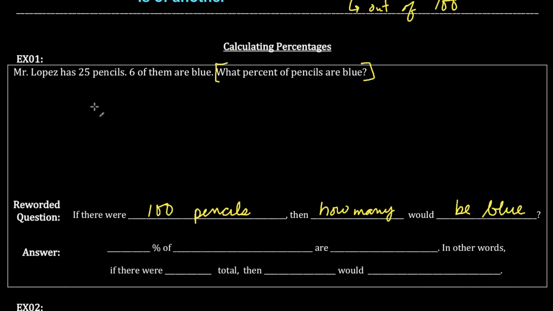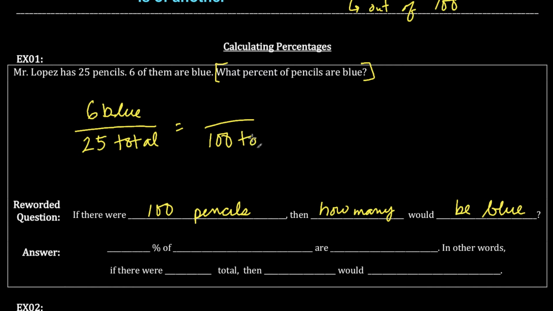Well, right now we know that we have 6 blue pencils. Okay, 6 blue pencils out of 25 total pencils. But the question is, if there were 100 pencils, how many would be blue? If we want to know that, then we have to set it up as a proportion.